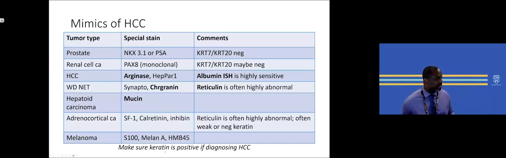Crucially, I'd like to encourage people to make sure that the lesion is keratin positive if they're going to diagnose HCC. Again, oftentimes it depends on the context, but I've seen this mistake happen with adrenocortical carcinoma. I've seen it with angiomyolipoma, and I've seen it with melanoma before. Of course, melanomas can express keratins, so I'm not saying by any means that this is absolute. But again, this is why a systematic approach is really, really helpful.